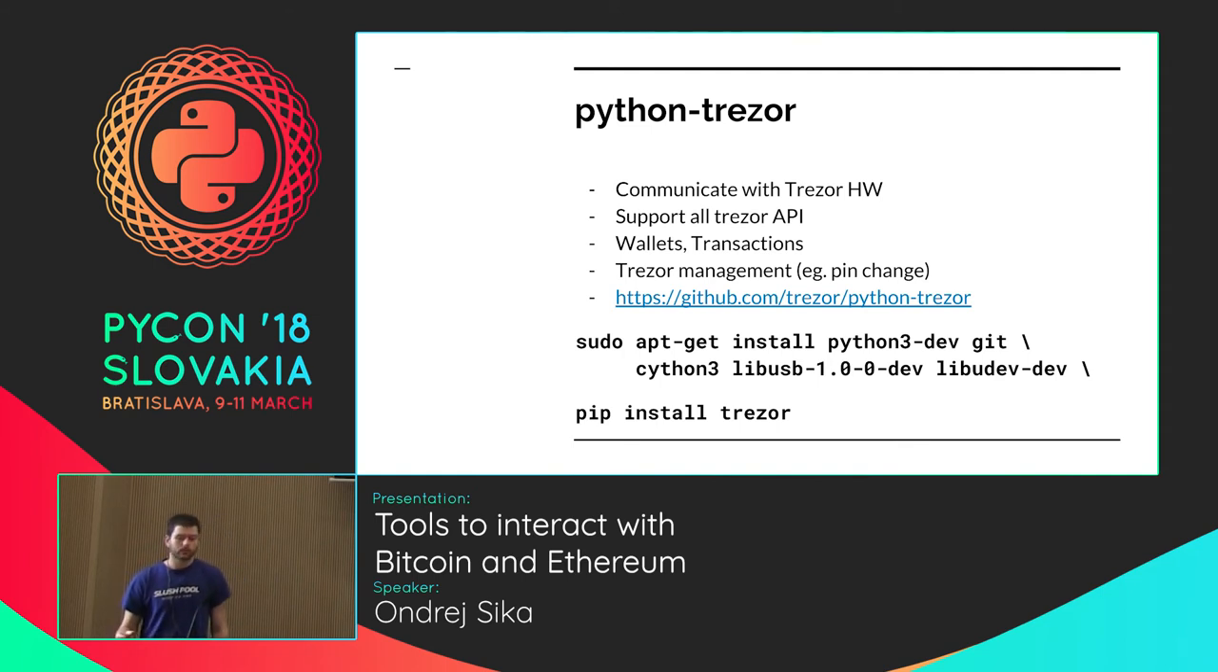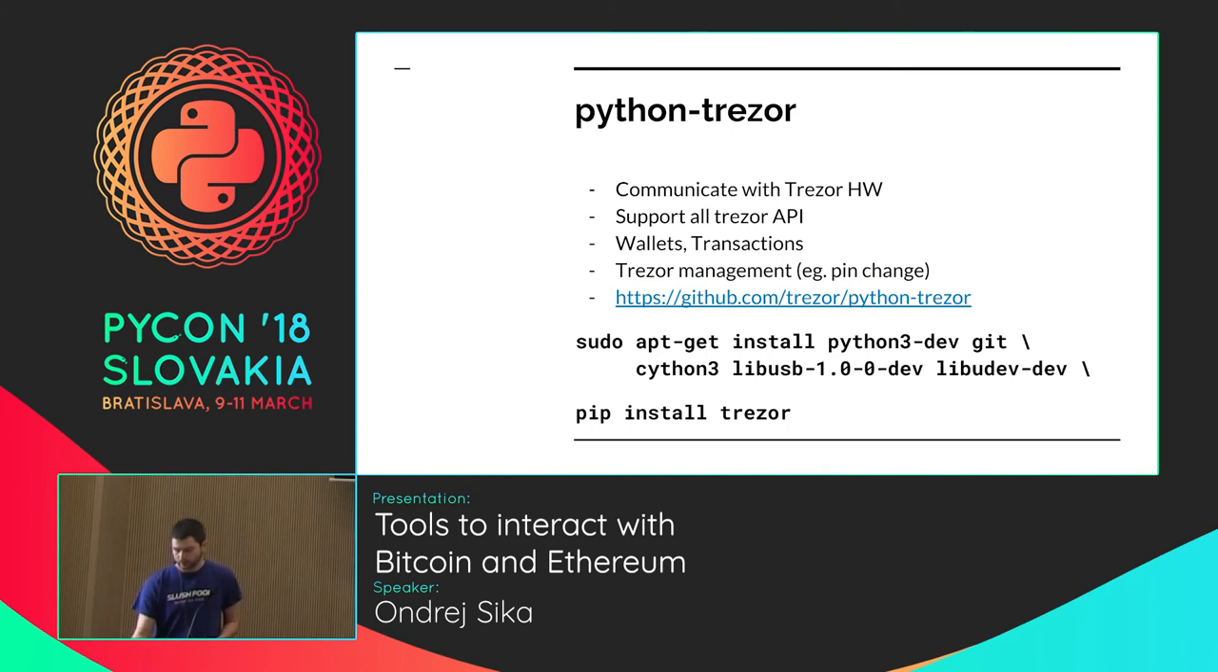Who heard about the Trezor wallet? Many people. Yeah, cool. I have one Trezor here, and Trezor is a hardware wallet, and it also has a Python API. Trezor Python is a library developed by Satoshi Labs. It's the official library to interact with the Trezor hardware wallet in Python. You need some drivers for USB, but it's easy to install. I don't know if it works on Windows, but Linux and Mac are okay.